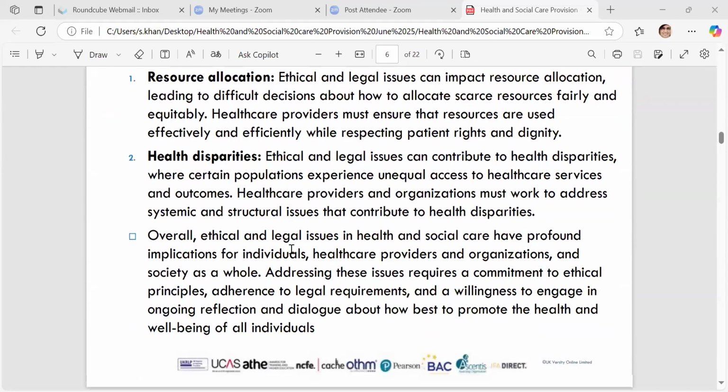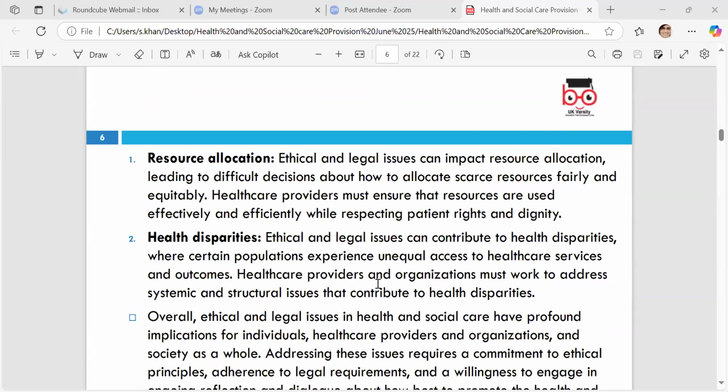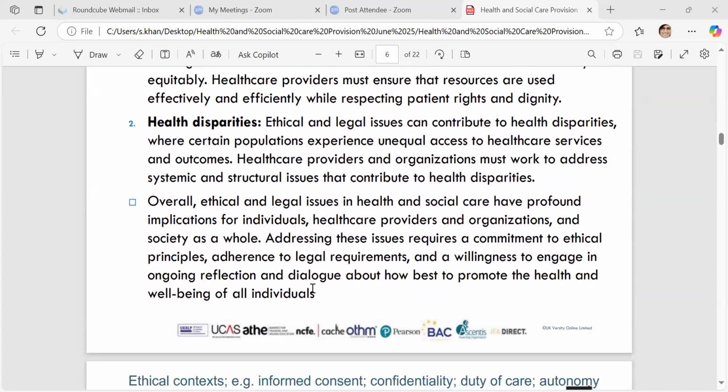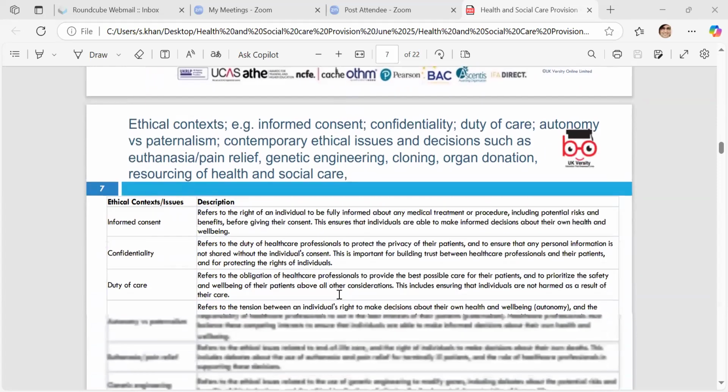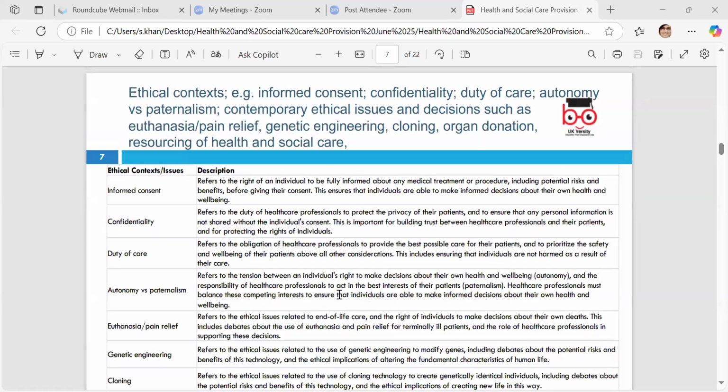Then you've got health disparities. Ethical and legal issues contribute to health disparities, so you need a system in place that is structured to make sure it is meeting the needs of everyone. Healthcare disparities is one thing that needs to be met in regards to meeting the needs of every patient. These principles are really important, and addressing these issues is essential for promoting patient safety and ensuring that healthcare is effective. So we've got ethical concepts: informed consent, professionalism, duty of care, and paternalism.